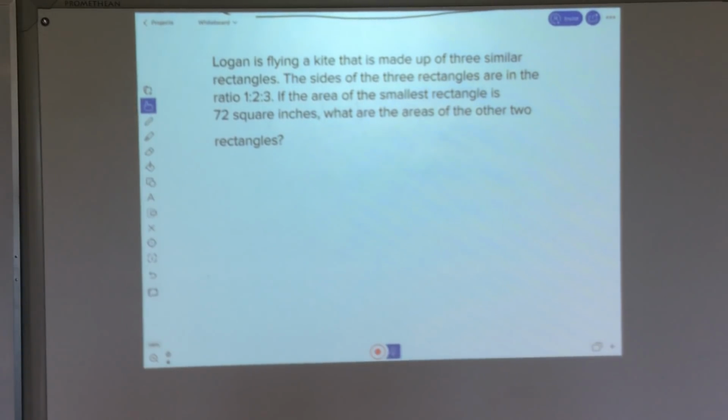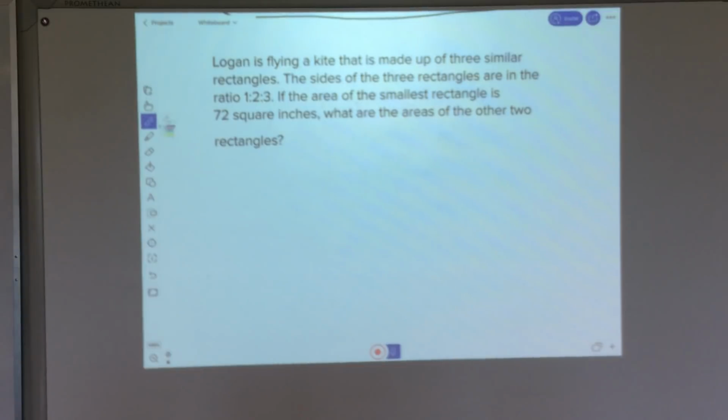Another one. Logan is flying a kite that is made up of 3 similar rectangles. The sides of the 3 rectangles are in the ratio of 1 to 2 to 3. If the area of the smallest rectangle is 72 square inches, what are the areas of the other 2?